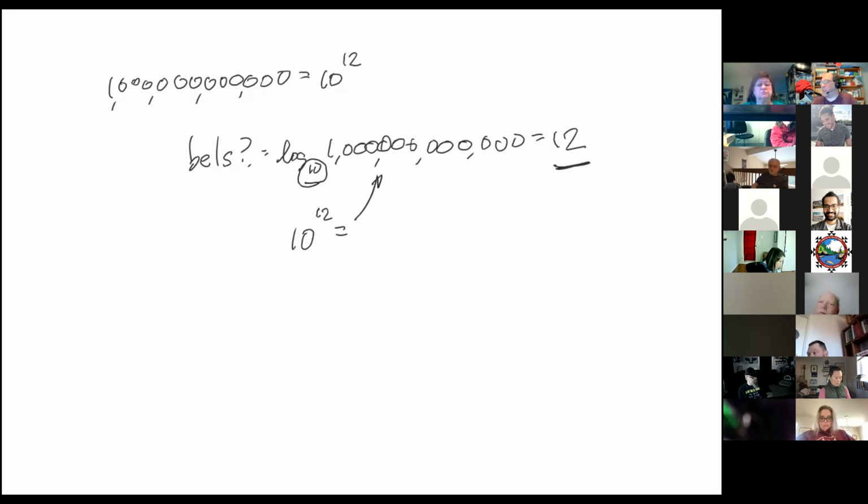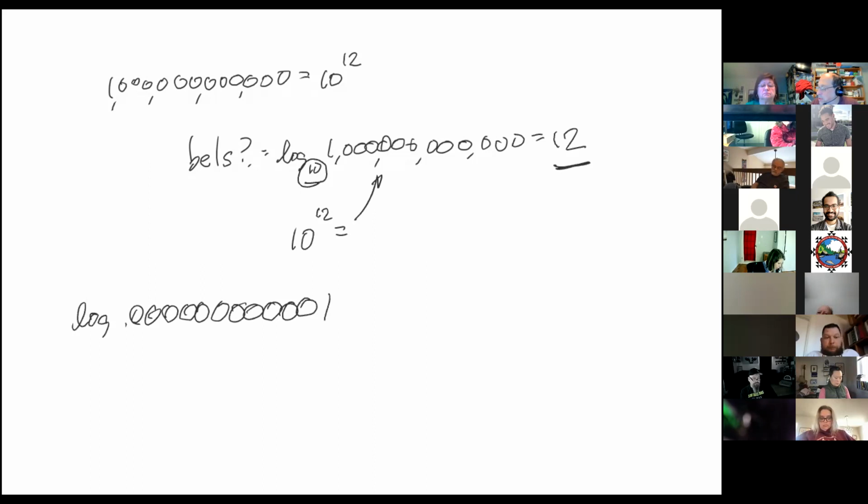The other thing that's neat about it is that if we were to go, let's say, 0.000000000001, log base 10 of that, we could actually figure this out and say 1, 2, 3, 4, 5, 6, 7, 8, 9, 10, 11, 12. Well, okay, that's actually 10 to the minus 12 power.